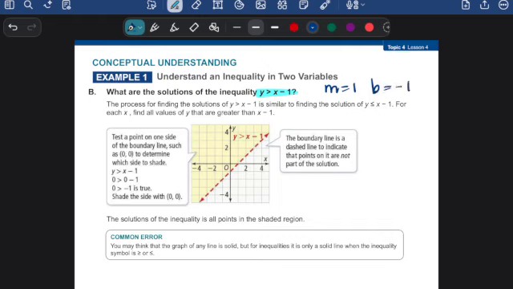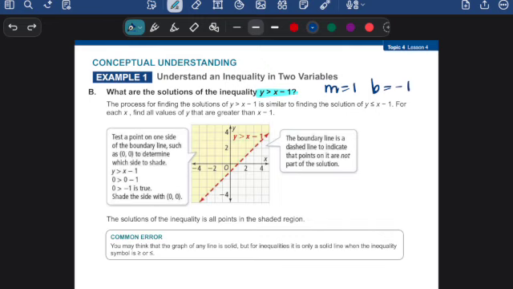The y-intercept is still negative 1, so we still have that same line, but now you see it's dotted. We do not fill a solid line because it is not equal to that value. It's just greater than. So when you do not have an equal to, it's going to be a dotted line because it's not equal to that linear equation.